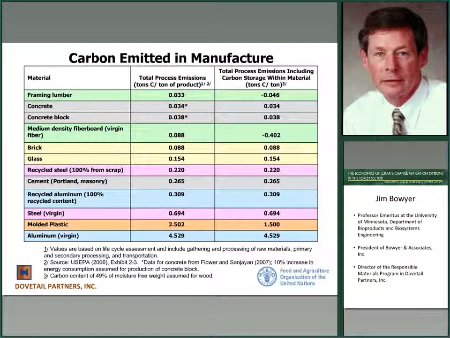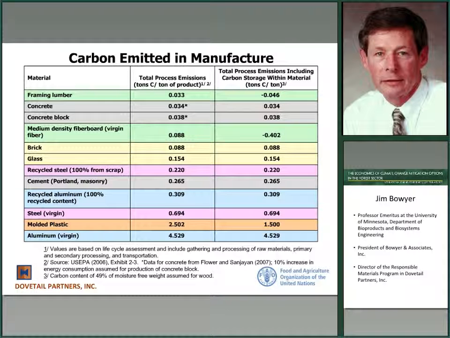This is a table that comes out of the United States Environmental Protection Agency, the left 2 columns. So what's shown here is total process emissions, tons of carbon per ton of product, for a number of different building materials. And if you look down the left-hand column, framing lumber, concrete block, all of these materials typically used in building construction. If we look at the 2 lines that are highlighted in green, framing lumber and medium density fiberboard, those are the 2 wood products on this chart. Medium density fiberboard is wood that's broken down into individual fiber and then put back together in a panel form.